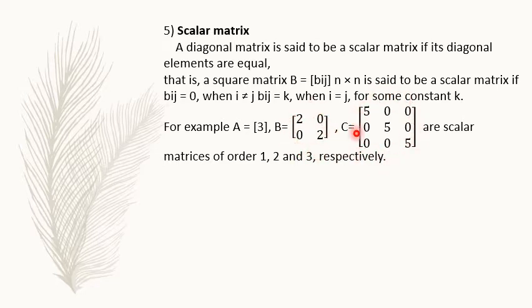Here, this is also a scalar matrix. That is, the diagonal entries are 5. That is, the diagonal entries are the same and non-diagonal entries are 0. So these are scalar matrices. That is, the diagonal entries are the same number and non-diagonal entries are 0.